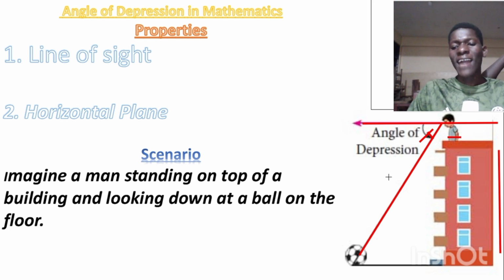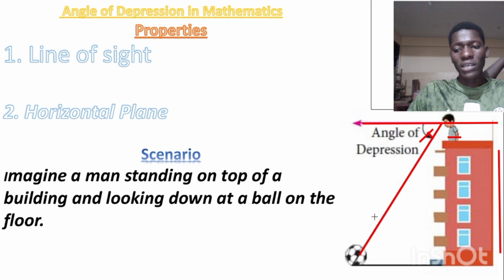So you see that the angle is below. In the elevation, the angle was always above this horizontal line. But in this one, the angle is below, so it's depressed below the line. This is because the person is looking at the thing below, so the angle must be below.